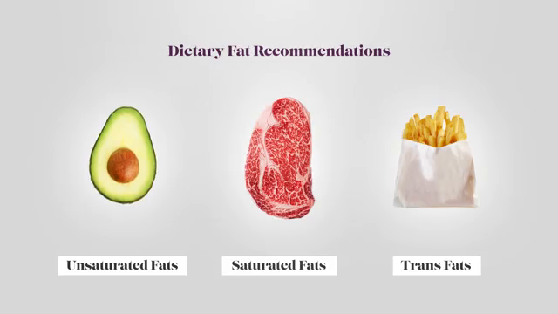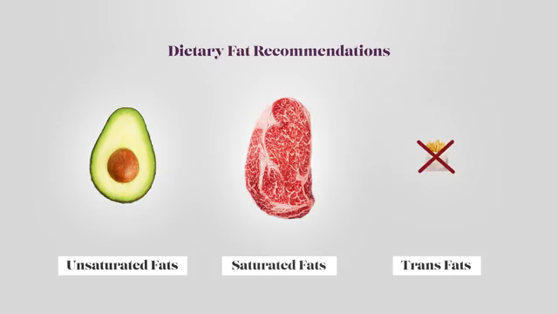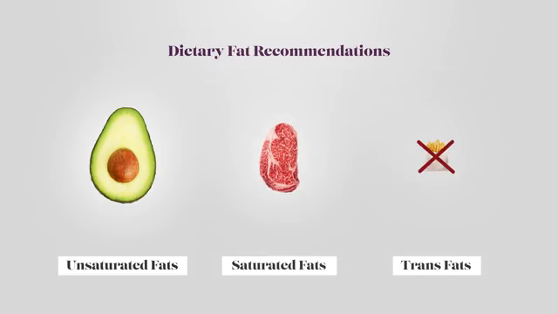So what's the bottom line when it comes to foods that contain fat? Probably the most sensible food recommendation is this. Enjoy reasonable amounts of foods that contain mostly naturally occurring unsaturated fats, like those found in olive oil, nuts, and avocados. Avoid all foods containing trans fats and limit your intake of foods like red meats that are high in saturated fats.